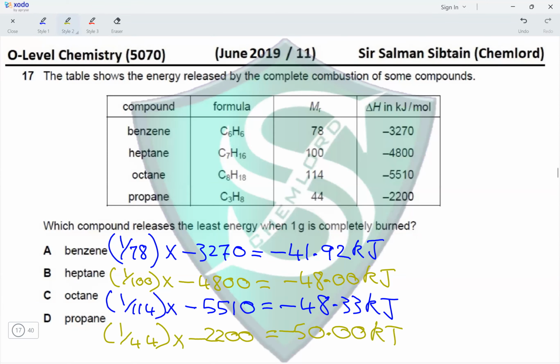So now that we have worked out all the energy that will be given off when 1 gram of each compound burns, now we need to see which is the one giving off the least energy. So the least energy value here is minus 41.92 belonging to benzene, which is in option A. So the calculation makes option A the correct option for this question.